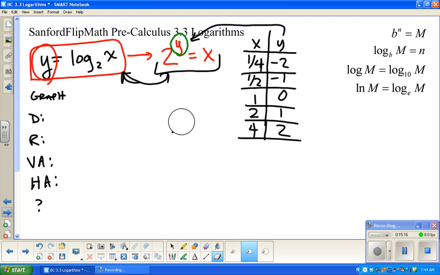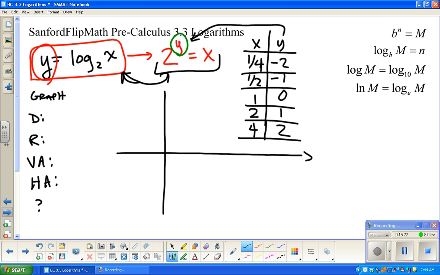I'm going to take this off so I can have some room here to work. Let's just do a little graphing. So here we go. 1/4. If this guy was 1, then that's a half. So 1/4, negative 2, somewhere over here. 1/2, negative 1. 1, 0. 2, 1. And 4, 2. And if you keep this going, it's going to look like that. And now down here, it's going to keep going down forever.